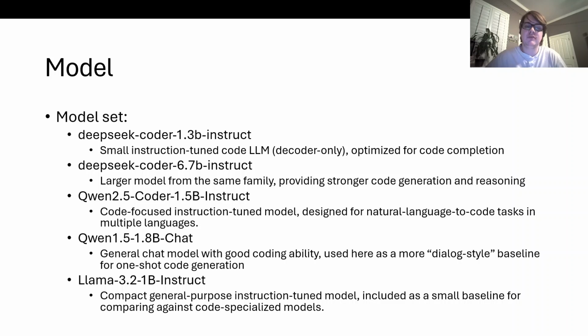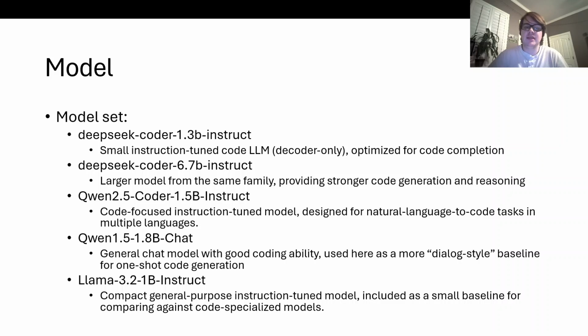Qwen 2.5 with 1.5 billion parameters and is instruction tuned is a code-focused model designed for natural language to code tasks, but it supports multiple languages, not just Python. Then we have Qwen 1.5, a previous version of Qwen from the same family, with 1.8 billion parameters, and this is a chat-tuned model. It's a general chat model with decent-ish coding ability, supposedly. We'll test that. Used as a dialogue baseline option for our one-shot coding generation.